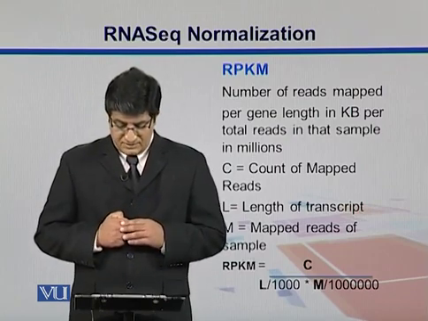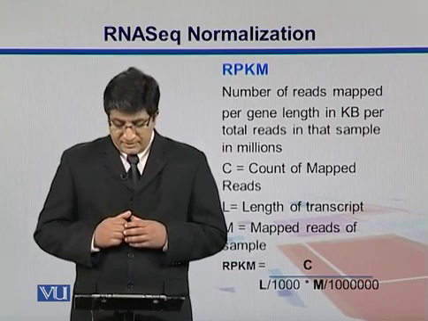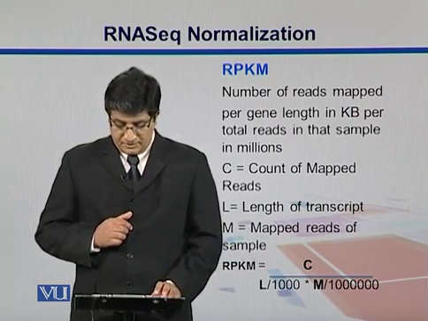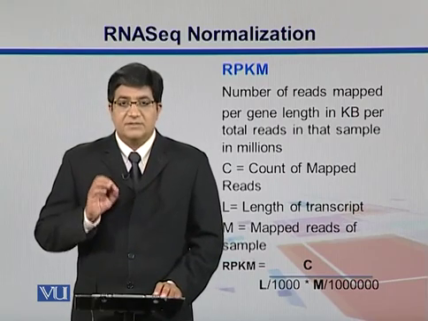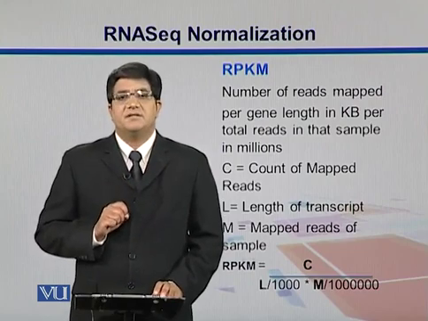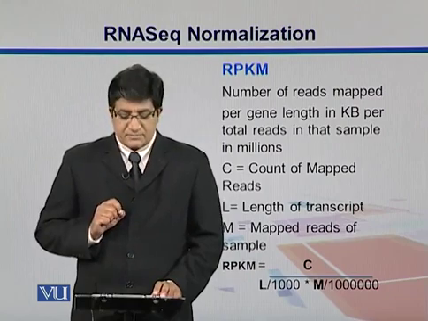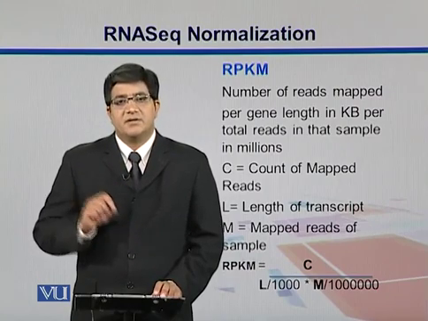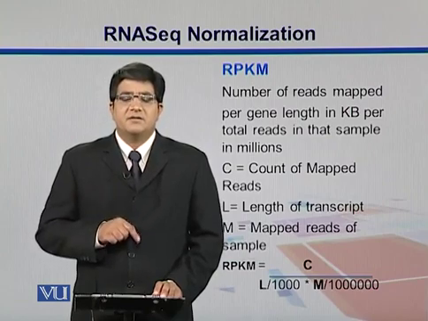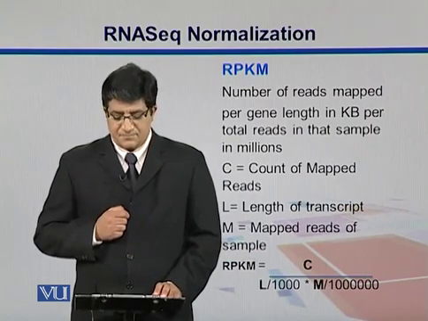So here we have C, which is the count of the mapped reads or raw counts. L represents the length of the transcript. M represents the mapped reads. So RPKM is given by C, the raw count, for example a number like 23 or something, which we have seen in the earlier count matrix, divided by the length of that transcript divided by 1000. So that is the length in 1 per kb, we can say the length in kilo base pairs, kbs.